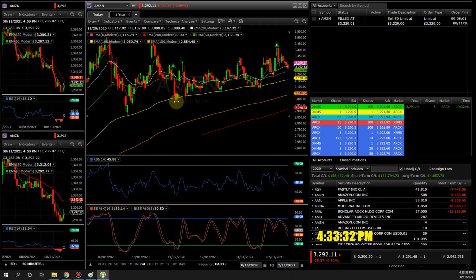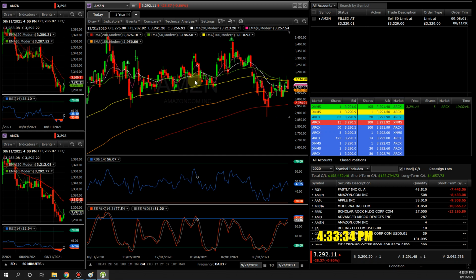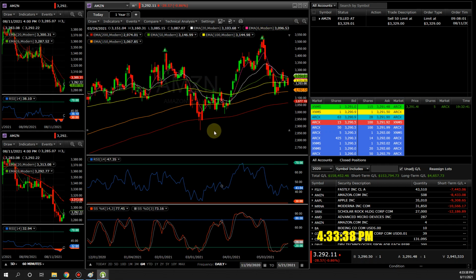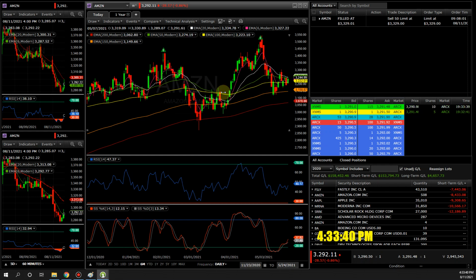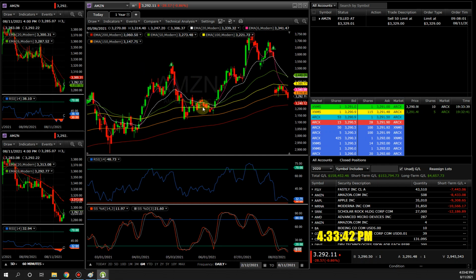And then same right here. See, 2 or 3 weeks before earnings, it rallies. Same for right here, 2 or 3 weeks, it rallies. So what's the pattern here? Same for here. 2 or 3 weeks before earnings, it rallies.